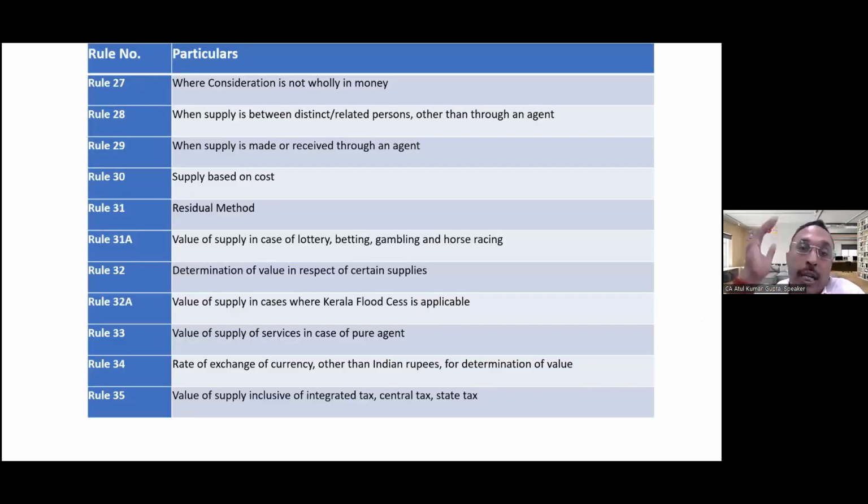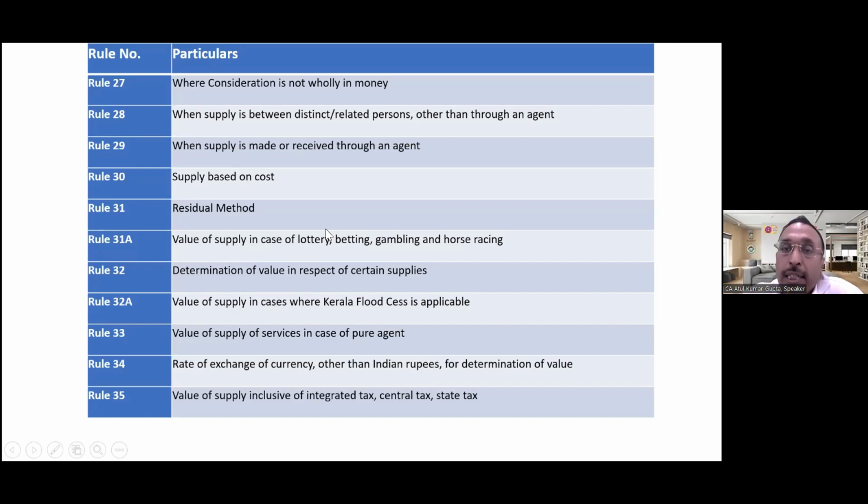So I shared with you that these are the rules which will be applicable in this kind of scenario when the price is not the sole consideration and the supplier and buyers are related. So rules 27, 28, 29, 30, 31 will be applicable. These 5 rules are very, very important to learn, to arrive at the right type of value. So it's an arm's length price.